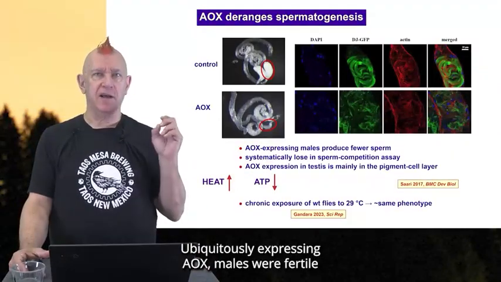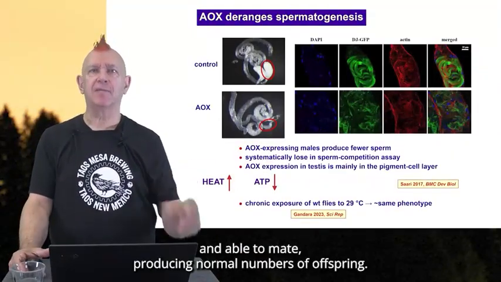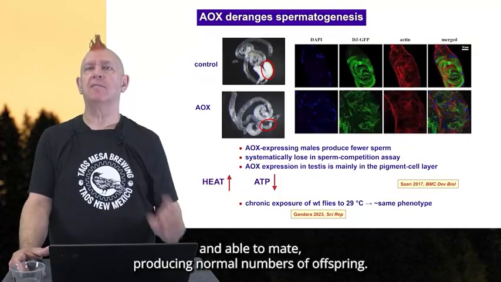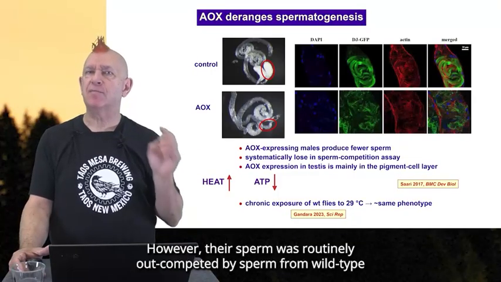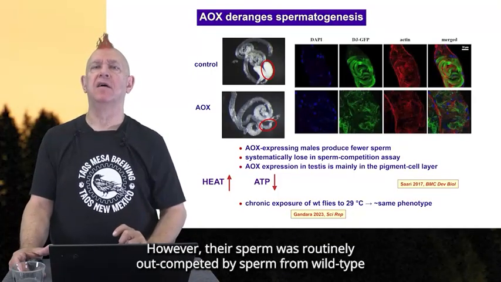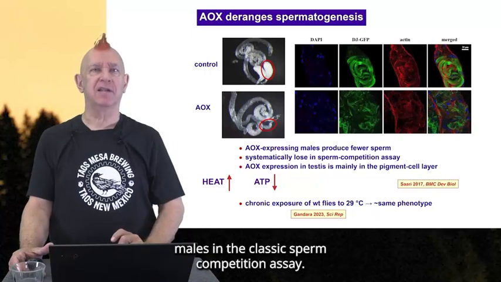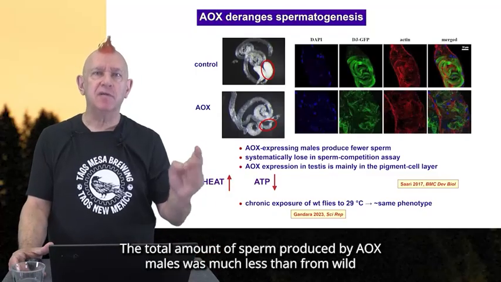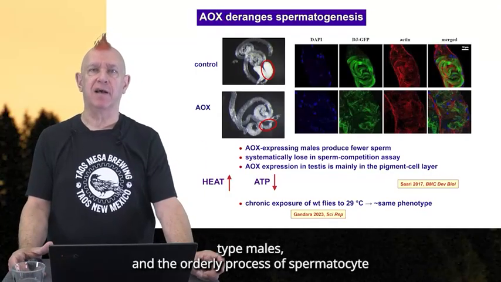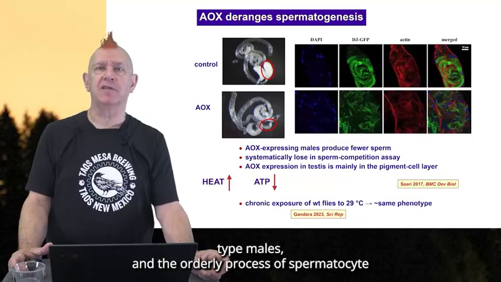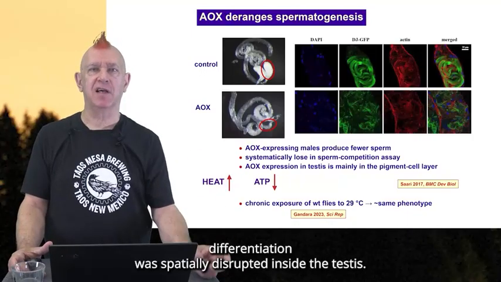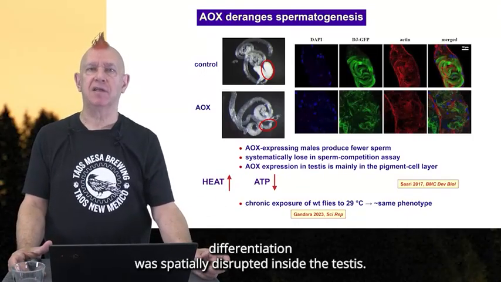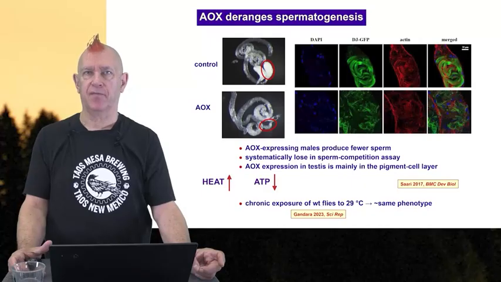Ubiquitously expressing AOX males were fertile and able to mate, producing normal numbers of offspring. However, their sperm was routinely outcompeted by sperm from wild-type males in the classic sperm competition assay. The total amount of sperm produced by AOX males was much less than from wild-type males, and the orderly process of spermatocyte differentiation was spatially disrupted inside the testis.